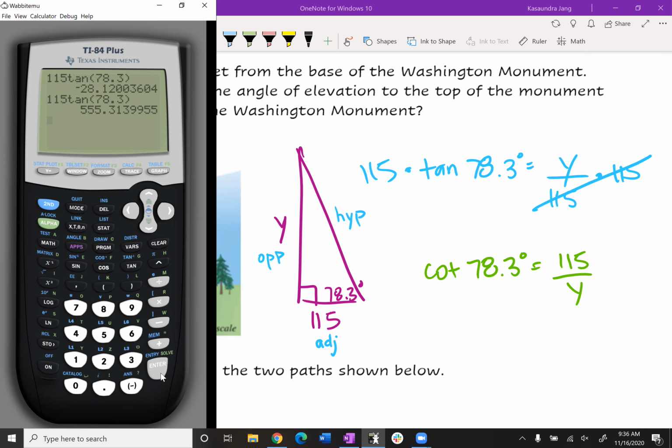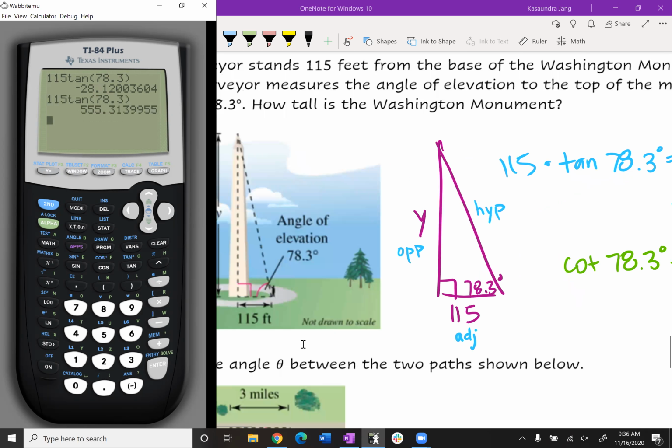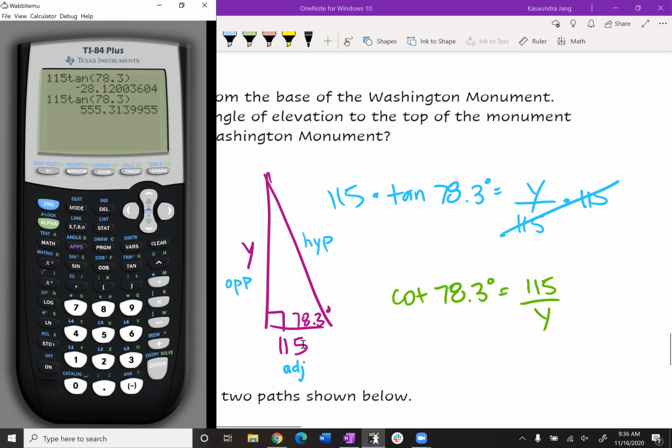All right, there we go. 555.3139, and so on. That was this height in, what were we talking, feet. We're talking feet. So my y was 555, if I round to the nearest whole number, 555 feet.